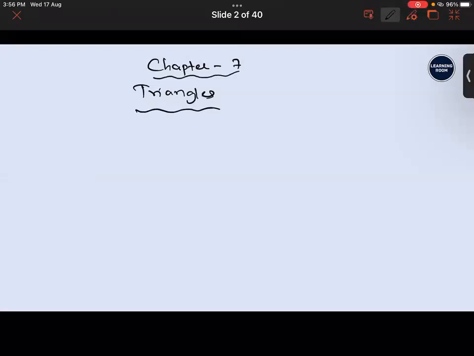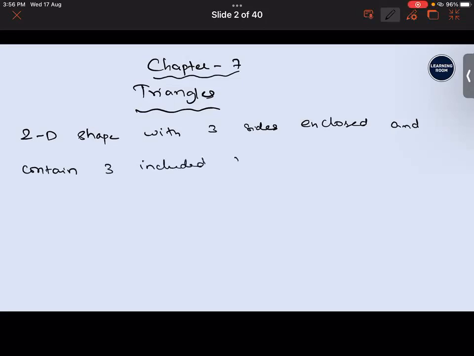So what is the triangle according to you? What dimension does it follow? Is it a one dimensional shape, two dimensional, or? It is a two dimensional shape with three sides, and those three sides are closed. Three sides enclosed, and they contain three vertices, three angles. They contain three included angles, which add up to 180 degrees. You know all these facts, right?